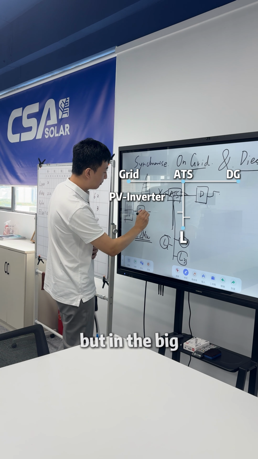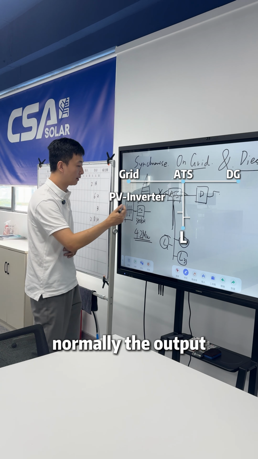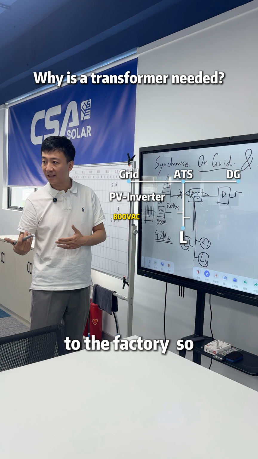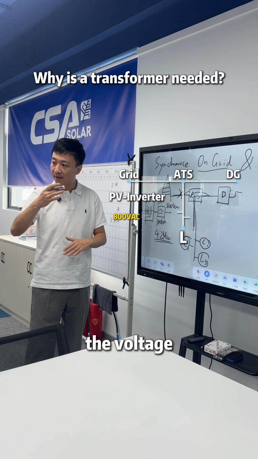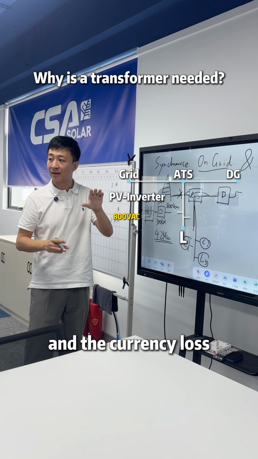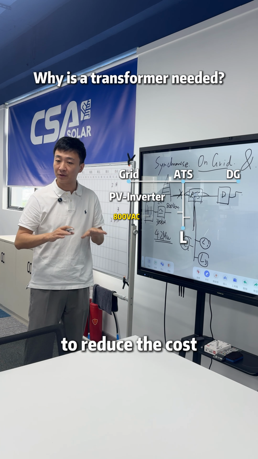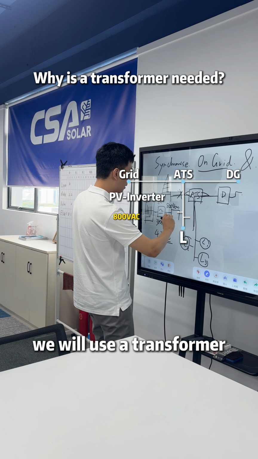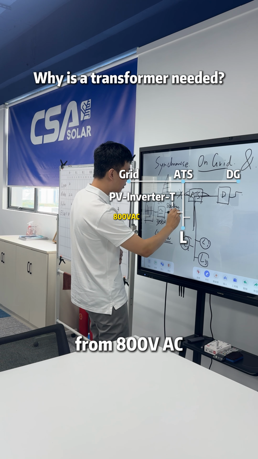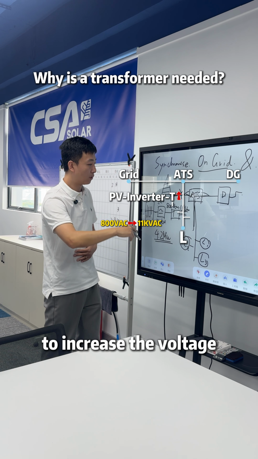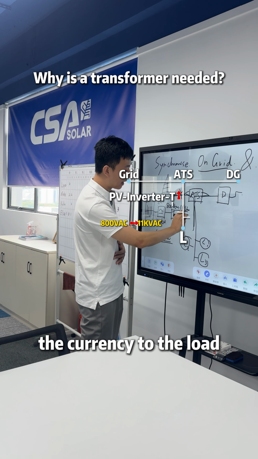And output is AC. But in the big inverter, normally the output of the AC is not 400, it's 800 VAC. And it's a long distance from the solar power plant to the load, to the factory. So we need to increase the voltage to reduce the resistance and the current loss, and also correspondingly reduce the cable thickness to reduce the cost. So we will use a transformer, okay? From 800 VAC up to 11 kVAC to increase the voltage and transmit the current to the load.